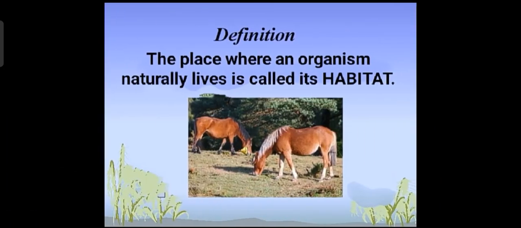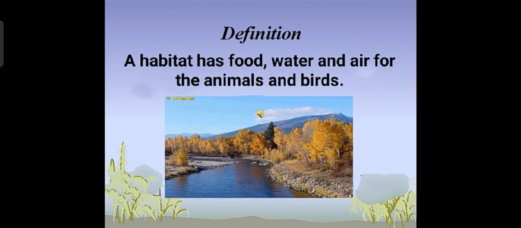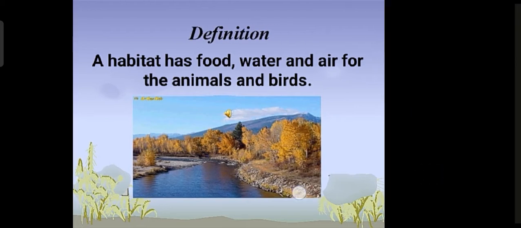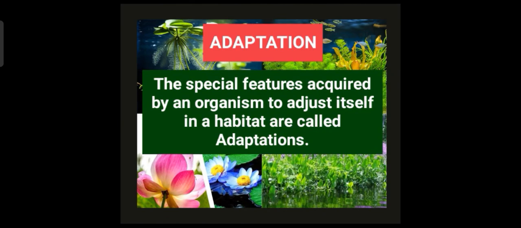The place where an organism naturally lives is called its habitat. It means a habitat has the food, water and air that animals and birds need for their survival. Now let's talk about adaptation. The special features acquired by an organism to adjust itself in a habitat are called adaptations.